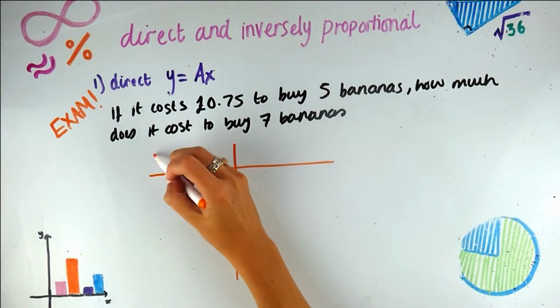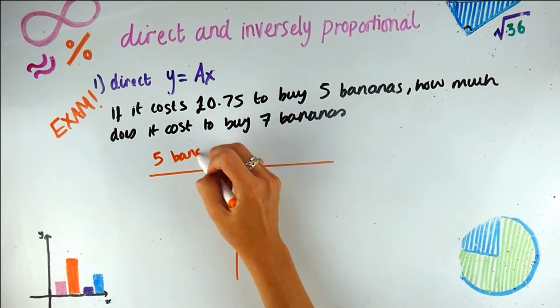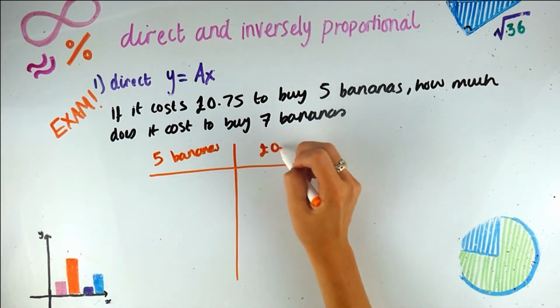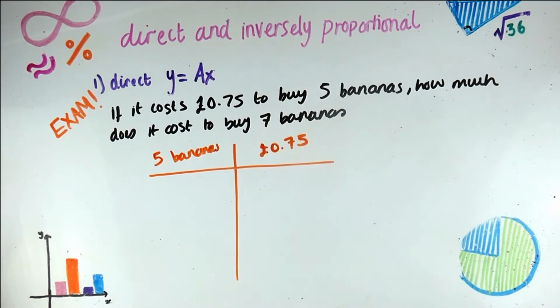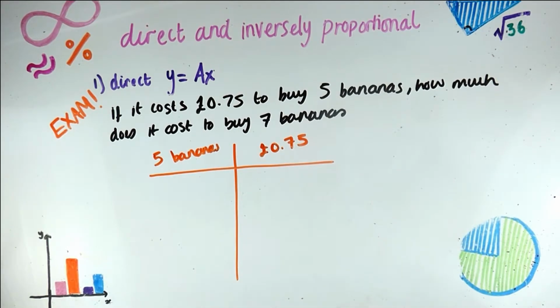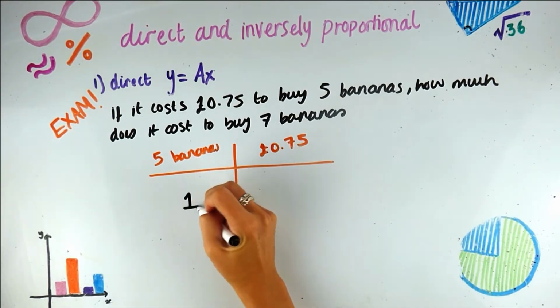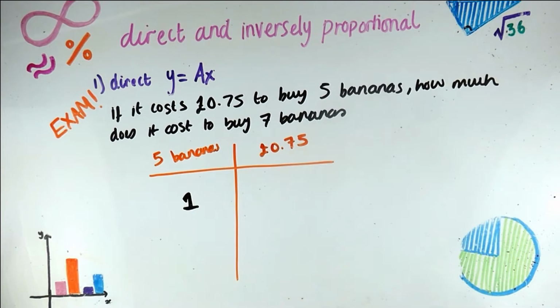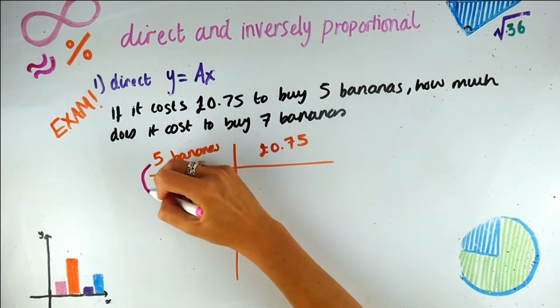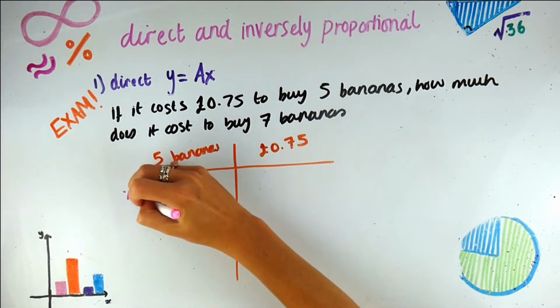So I put bananas over here, so I have 5 bananas. And the money, so that cost me 0.75. Now we need to work out a rule to get from this side to this side. The way I do that is I always want to start with a 1 in this column. So to get a 1 in this column, I'm starting at 5 bananas, but I want 1 banana. So to get from 5 to 1, I divide by 5.